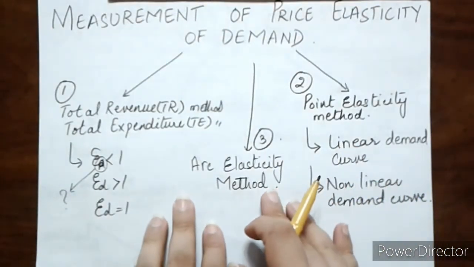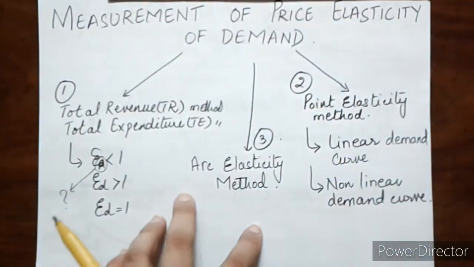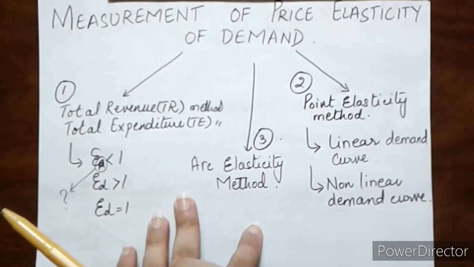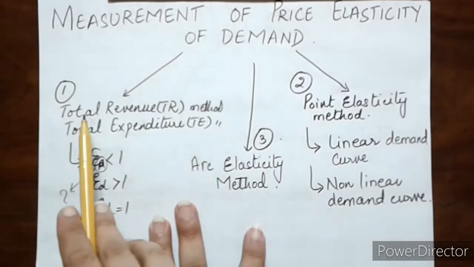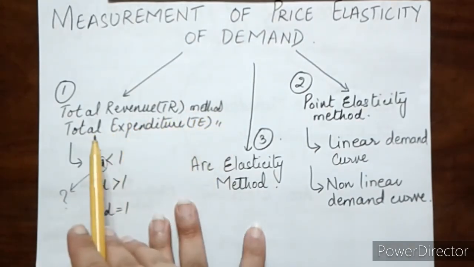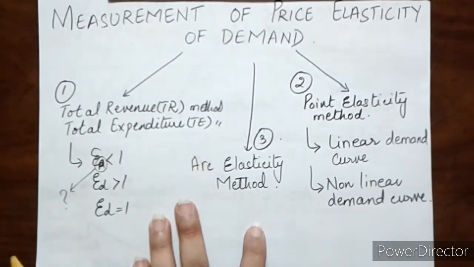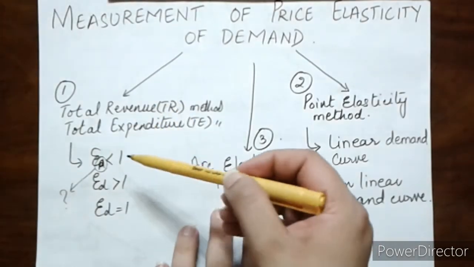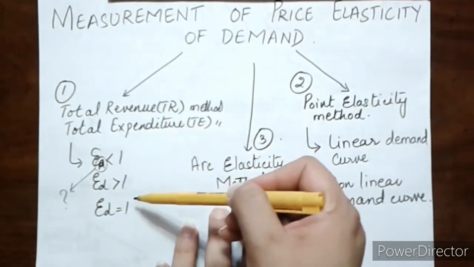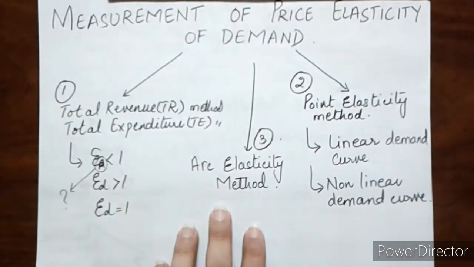Today we are going to do the topic measurement of price elasticity of demand. Now there are three ways in which price elasticity can be measured. The first one is called total revenue method or TR method. It's also called total expenditure method or TE method. When I explain this one to you, we will be discussing three cases of price elasticity being less than 1, being greater than 1, and equal to 1.